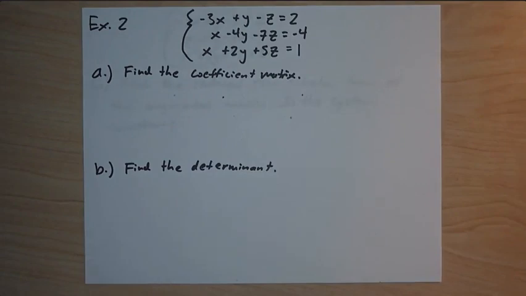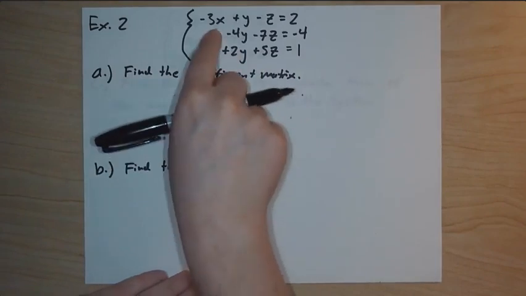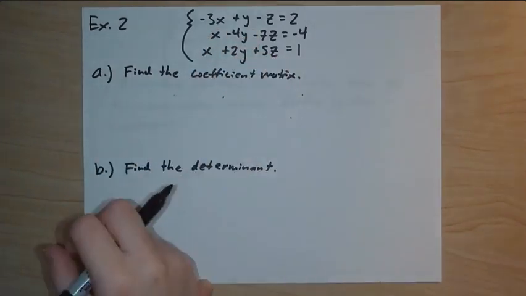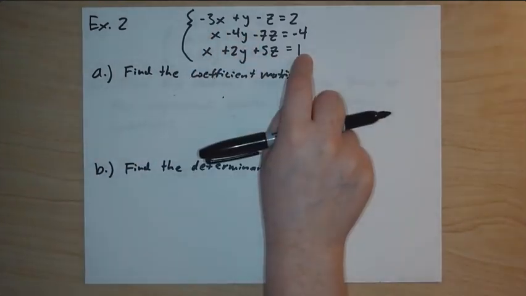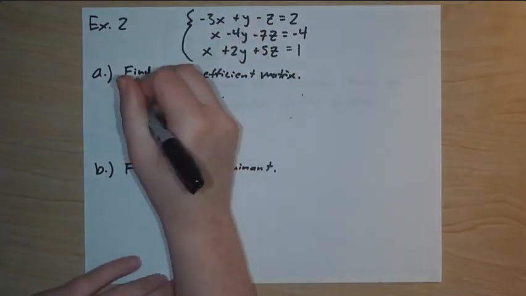For part A, it asks to find the coefficient matrix. So just like example 1, we're going to look at all of our variables. We have the variables x, y, and z, and we're going to ignore the right-hand side, which is just constants. And we're going to write all of the coefficients in a single matrix.